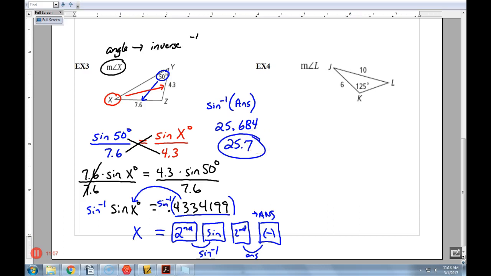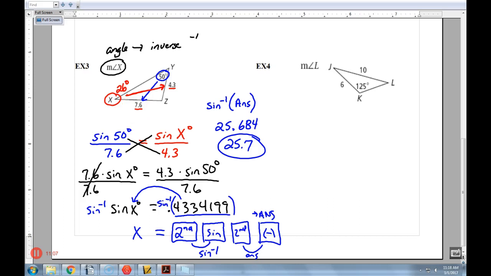So maybe I'll just call it 26 degrees if it says go to the nearest tenth. Either one, X over here is roughly about 26 degrees. And that makes sense because it's across from a small side, 4.3. 50 is bigger and it's across from a bigger side, 7.6. So I feel pretty confident that I did that right. So finding the angle is a little bit more difficult.